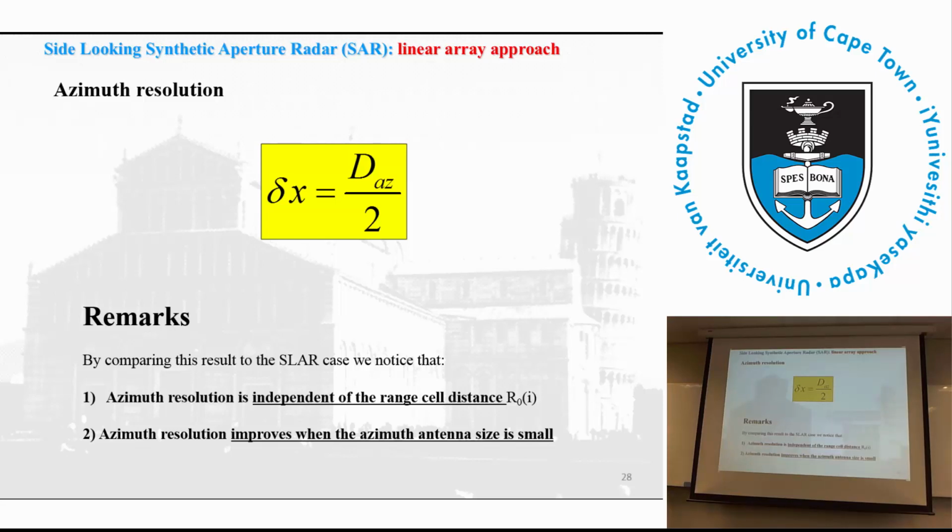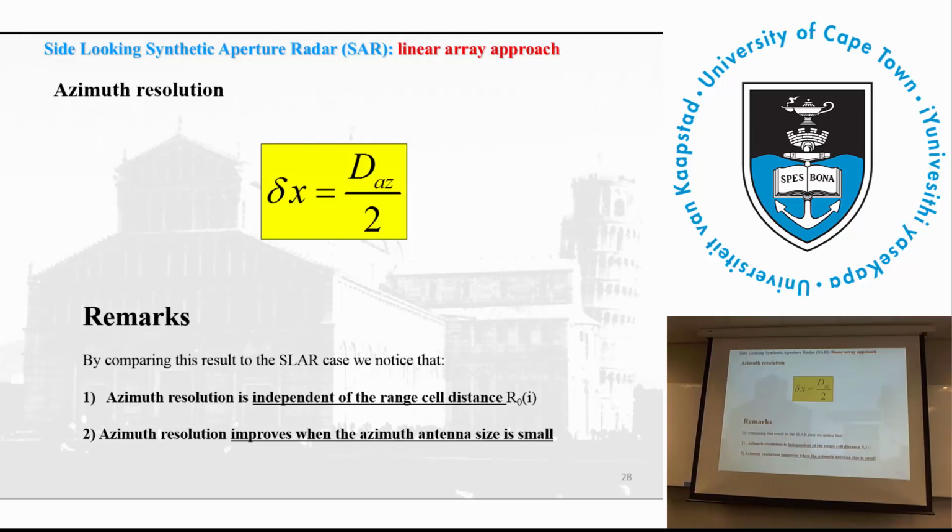A couple of remarks. Comparing this result against the real aperture, we now get that the azimuth resolution is independent of the range cell distance. There's no dependency on range cell. It doesn't depend on the distance. Whether you're looking at 1 kilometer, 10 kilometers, or 700 kilometers from space, that resolution on the ground doesn't change.